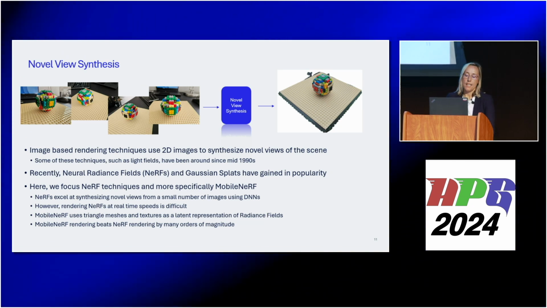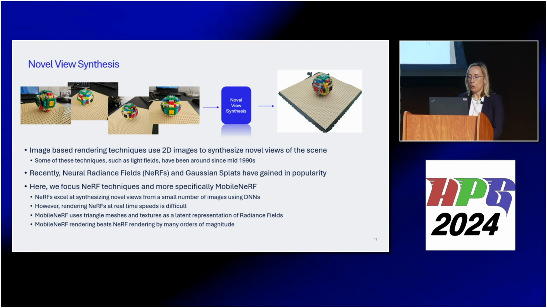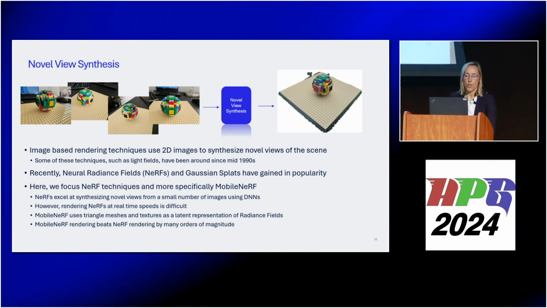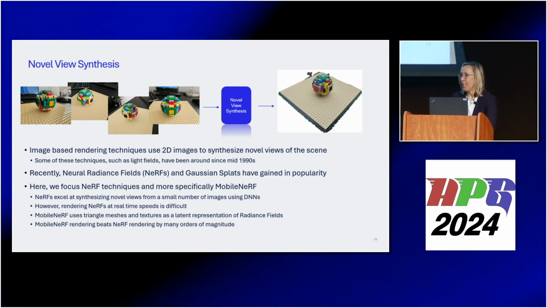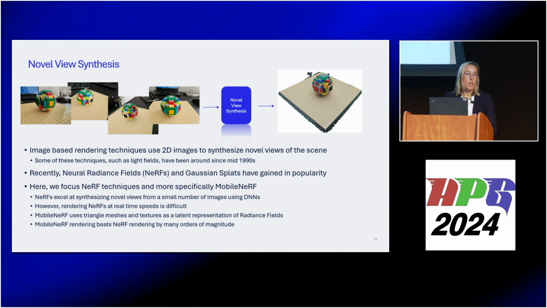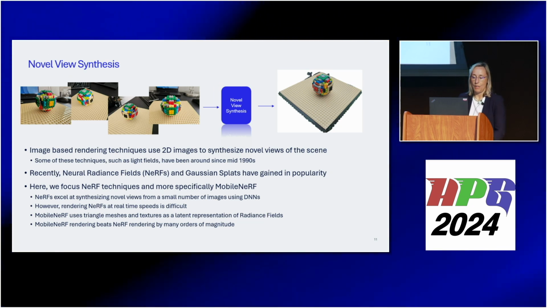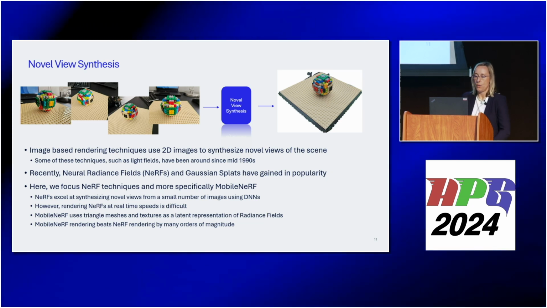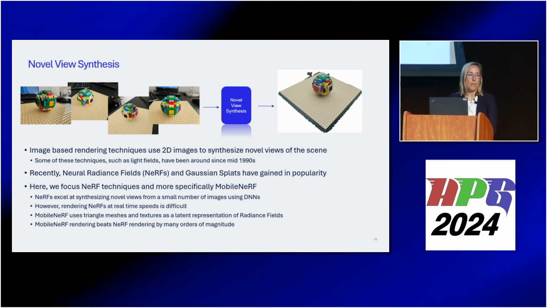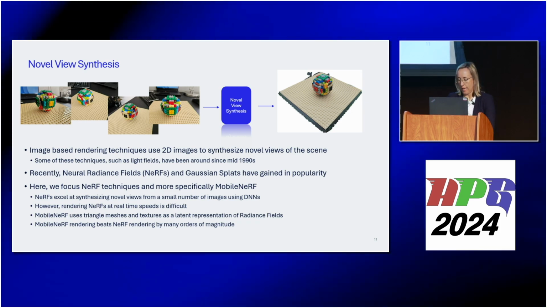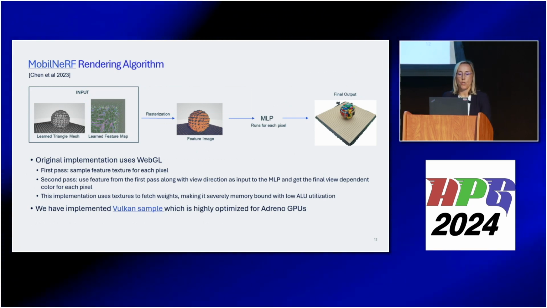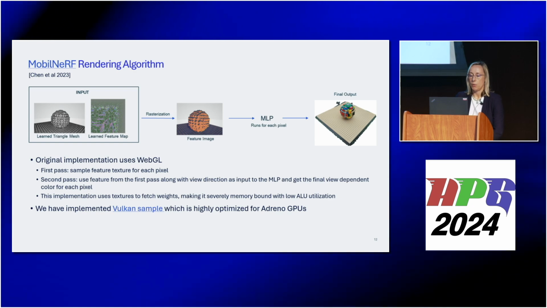So there is an offshoot of NeRF called Mobile NeRF. Mobile NeRF researchers decided to create triangle meshes and textures at training time as a latent representation for radiance fields. Primarily because GPUs have been designed for a very long time to know how to rasterize triangles and textures really well. And it's not a surprise that mobile NeRF rendering beats NeRF rendering by many orders of magnitude. So what is the mobile NeRF rendering algorithm? This is the original paper published by Chen et al. in 2023.